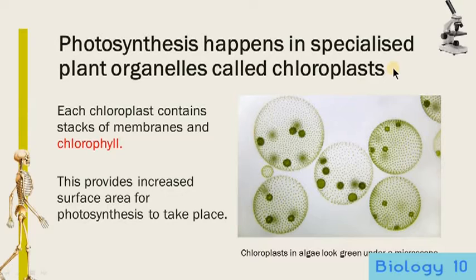Chloroplasts exist in plants, but also exist in algae. These green stacks can be seen clearly under the microscope. Inside of the chloroplast is the pigment called chlorophyll. This is what gives the green color. The more chloroplasts, the more photosynthesis that can take place.